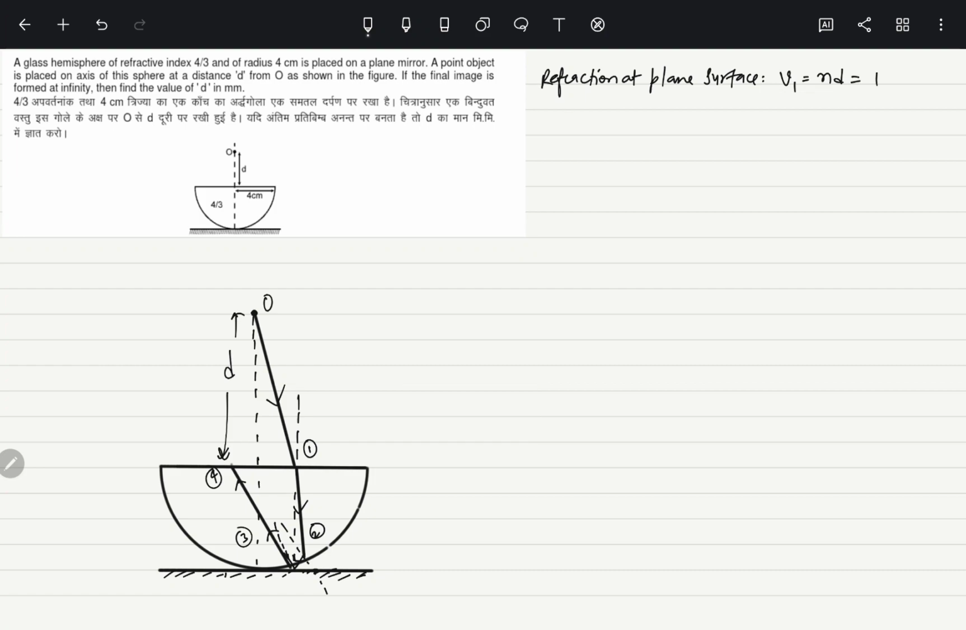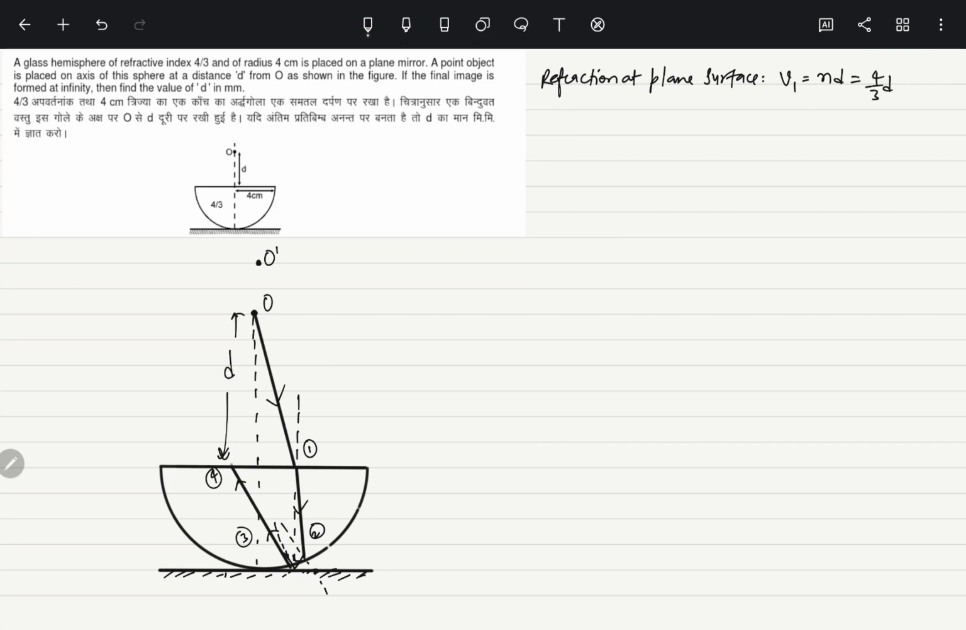So v1 is equal to 4/3 into d. Now this is the apparent position of the object, v1, obviously greater than d. Now this O dash is the object for the curved surface. So now that ray is hitting this second curved surface, so we'll apply another refraction formula, and that is okay.